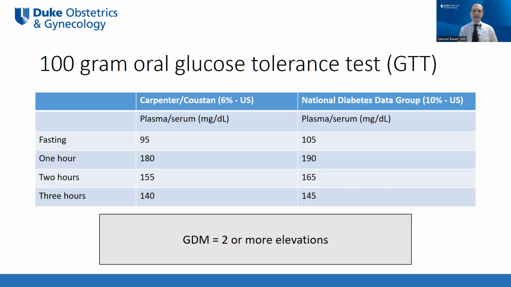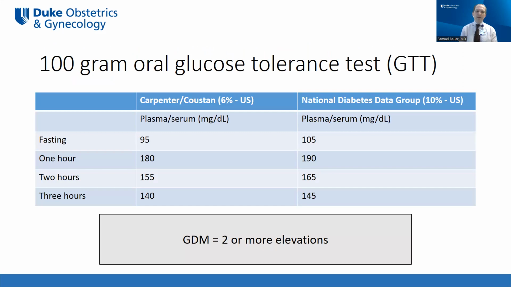Again, this is the example of Carpenter-Coustan versus the National Diabetes Data Group. So Carpenter-Coustan: 195, 180, 155, 140. And the initial studies that were done, that certainly also were done with O'Sullivan back in the 60s, used 2 elevations.